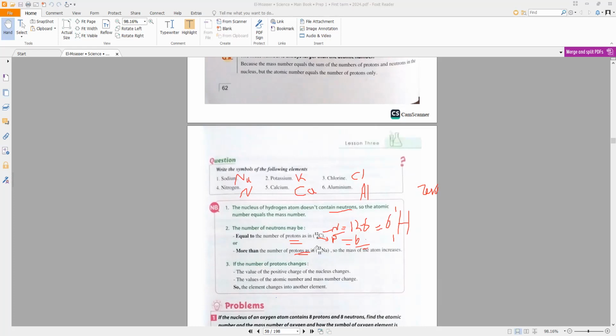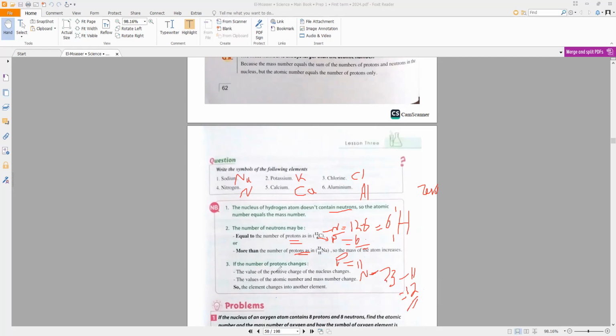Another example, sodium. The number of protons in sodium equals the atomic number. Its atomic number is 11, so the number of protons is 11. The number of neutrons equals mass number minus atomic number, so equals 23 minus 11 equals 12. So the number of neutrons may be larger than the number of protons.